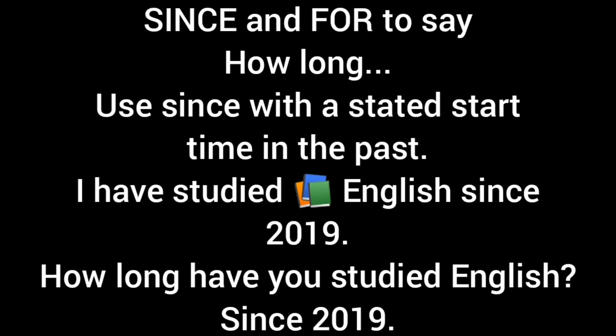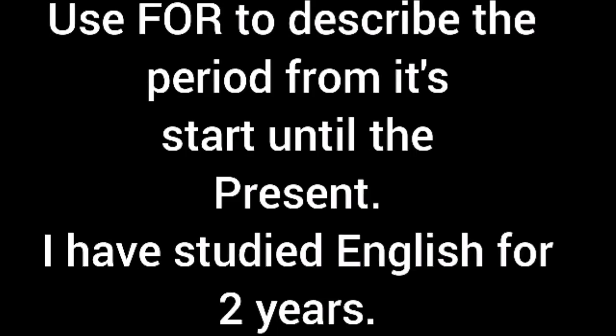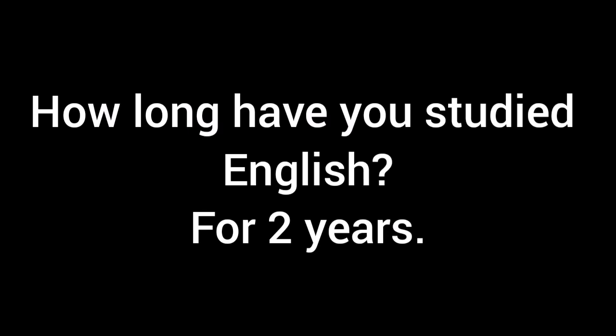Since 2019. For is used to describe the period of time from its start until the present. If you want to say the period of time that something has happened, you use for. I have studied English for 2 years. How long have you studied English? For 2 years. To say how long, to say the period of time that an action has happened.